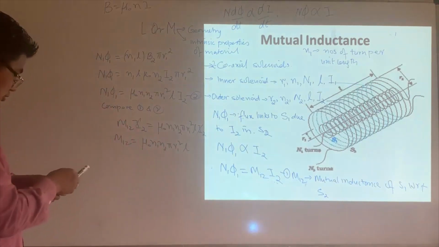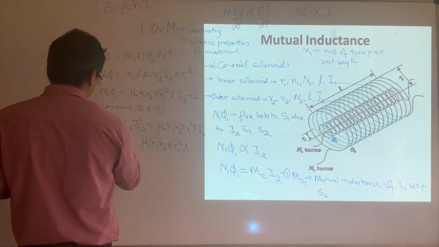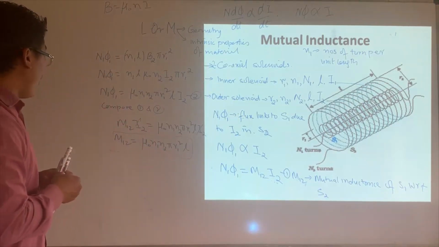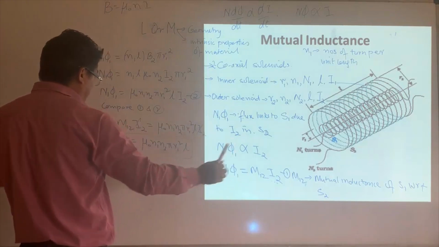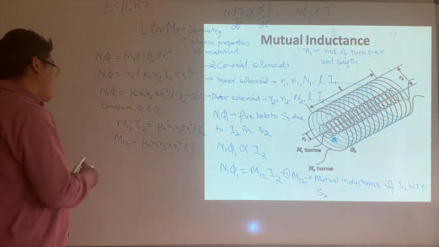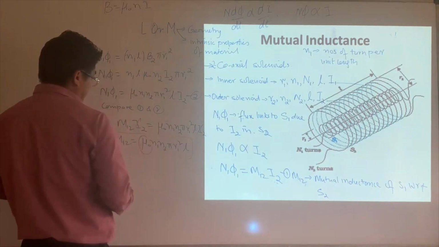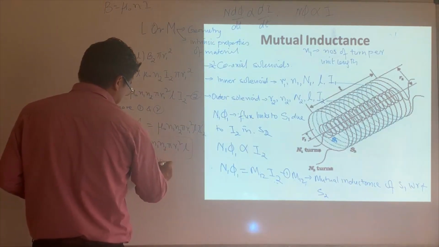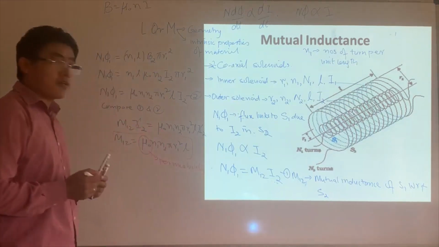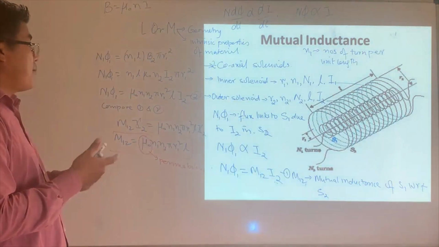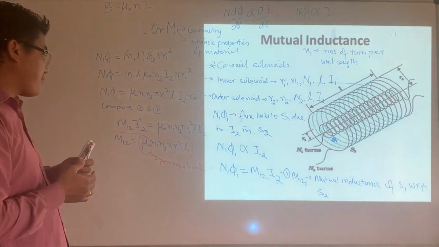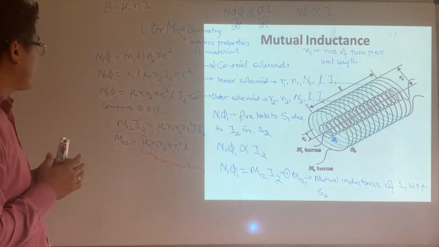This is what we call the mutual inductance. Look at the expressions. This is all geometry: the area is geometry, the length is geometry, the number of turns N1 and the length are geometry. And this is a property of the medium. This is the permeability, which is what we call the property of the medium. This is the mutual inductance of solenoid 1 with respect to solenoid 2.